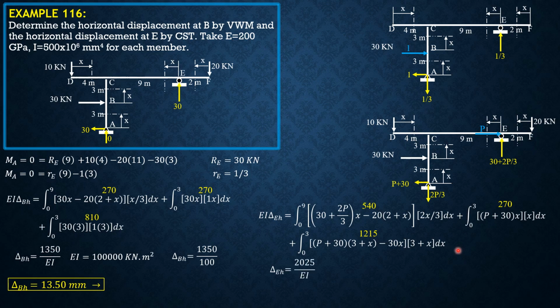delta EH is equal to 2025 over EI, and EI is set to 100 to express the answer in millimeters. So 2025 over 100. So horizontal displacement at E is 20.25 mm. So that's it.